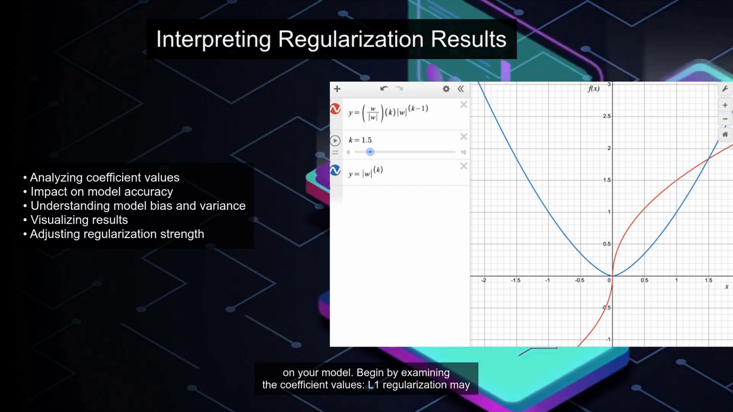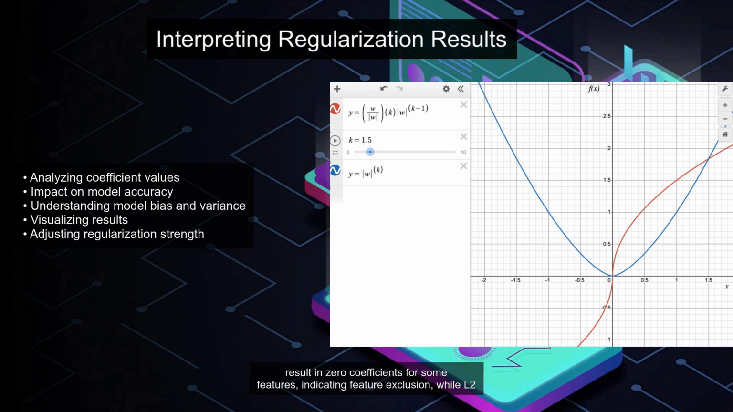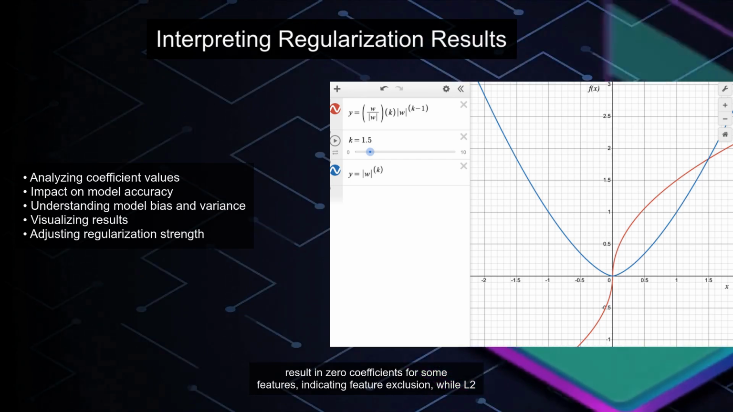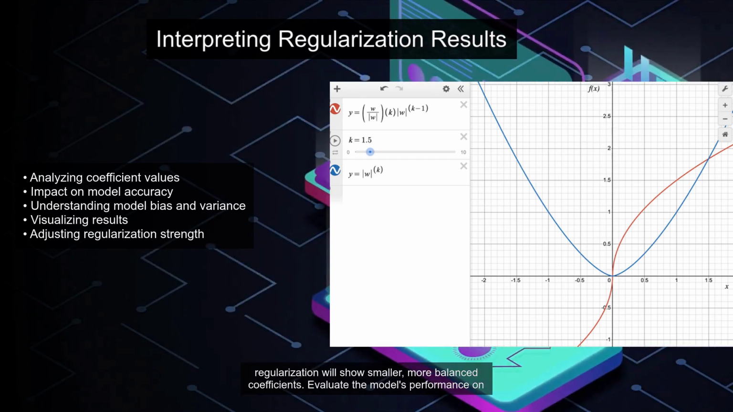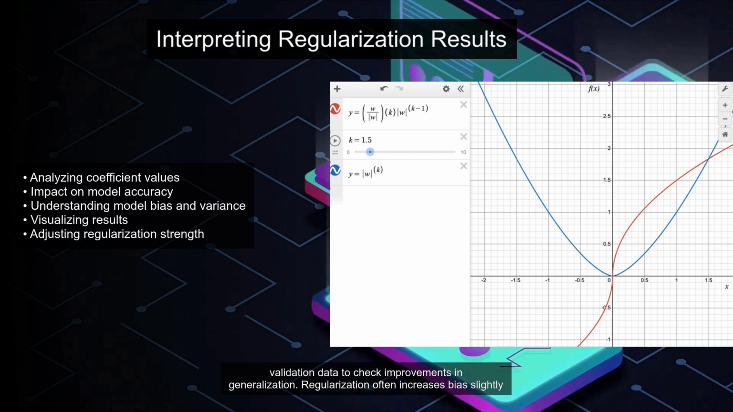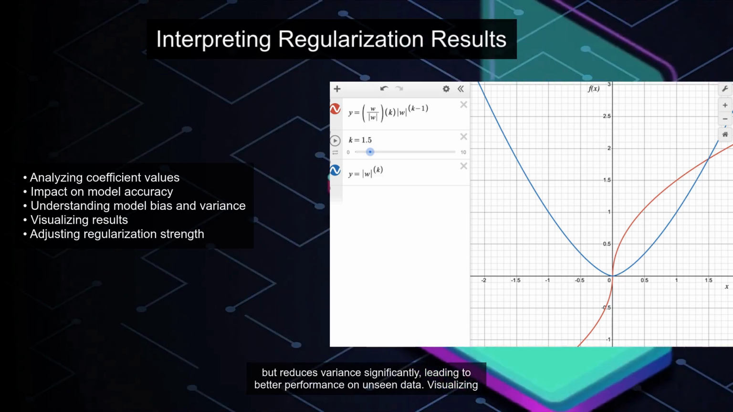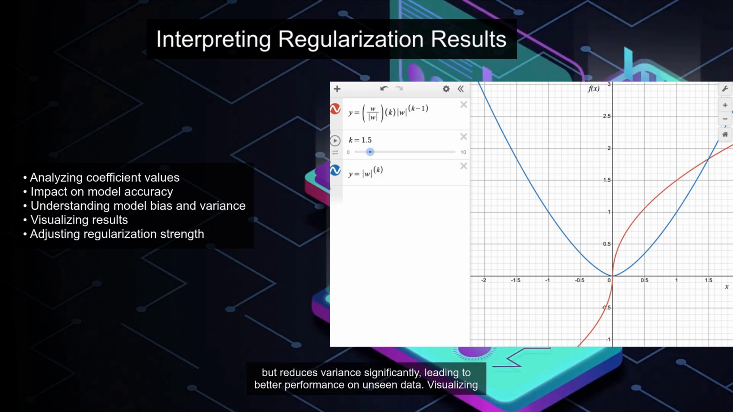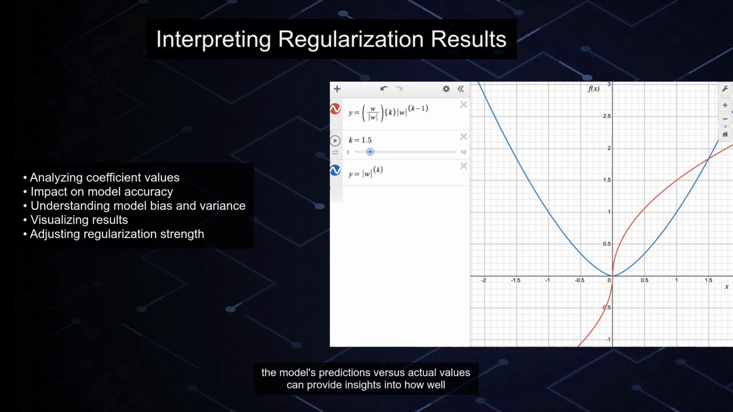Begin by examining the coefficient values. L1 regularization may result in zero coefficients for some features, indicating feature exclusion, while L2 regularization will show smaller, more balanced coefficients. Evaluate the model's performance on validation data to check improvements in generalization. Regularization often increases bias slightly but reduces variance significantly, leading to better performance on unseen data.